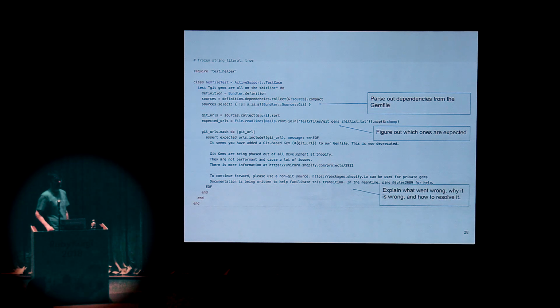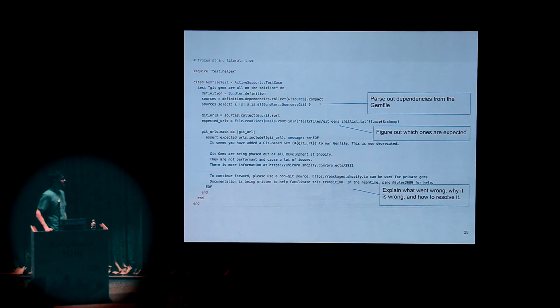And we select all the ones that have a source of Git. We then figure out which ones are expected. We already had like 150 gems that were based on Git, and so we wanted to avoid adding more. So we created a Git gems shit list and then read that into an array. And then we go over each individual source and make sure that it is expected.